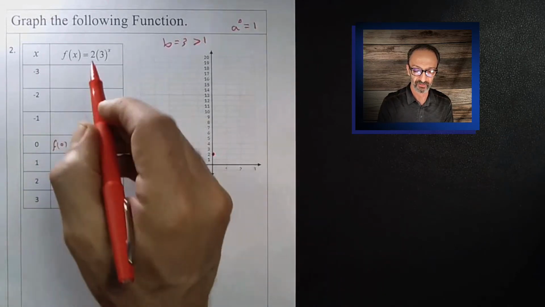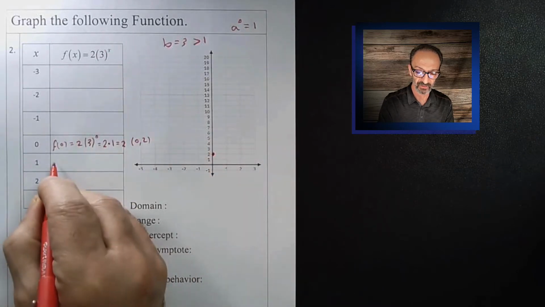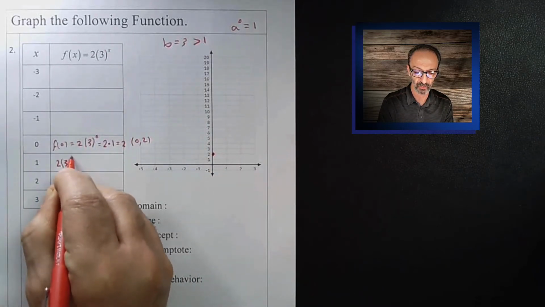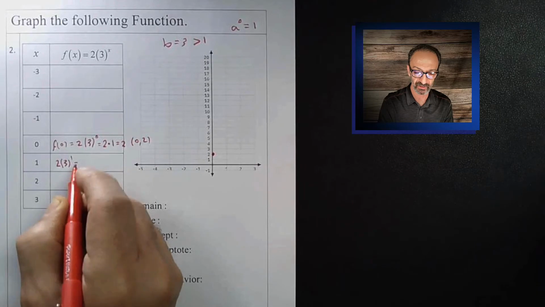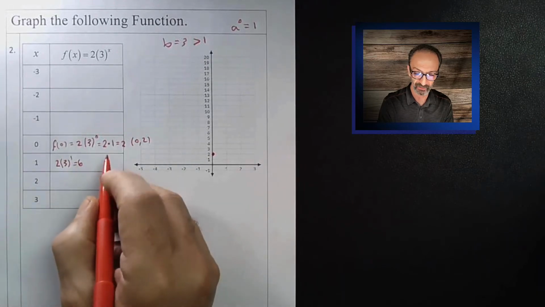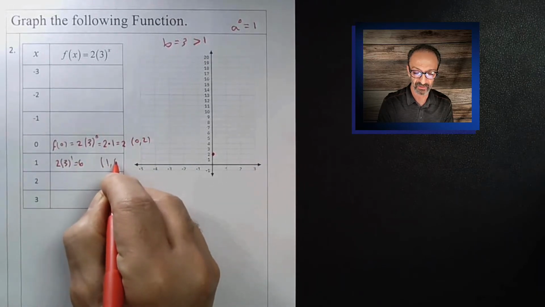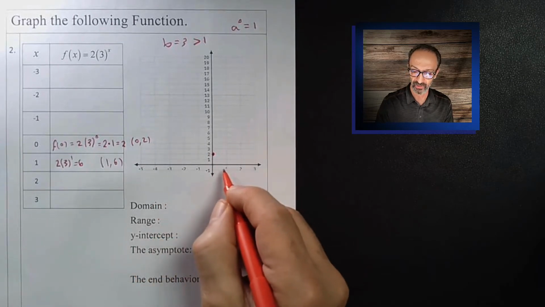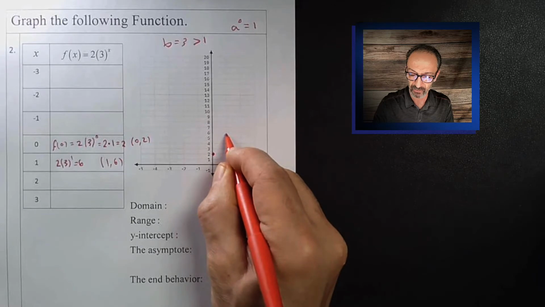For 1, if you plug in 1 here, that's going to be 2 times 3 to the power 1, which is 2 times 3, and that is 6. So 1 will take me to 6. Right there.